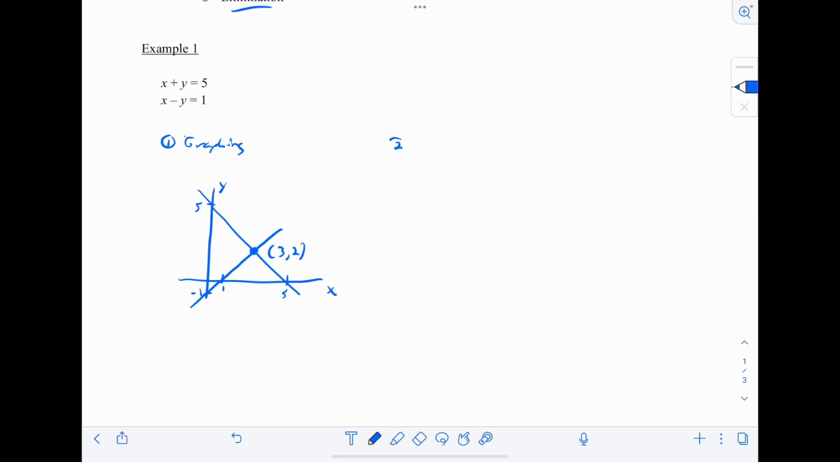The second way to solve this is algebraically, and specifically by substitution. When we do substitution, what we're trying to do is get the equation down to a single variable. So we're going to take one equation, solve it for one of the variables, and then substitute it into the other equation so that we can then solve that equation in one variable. So for example, here I might take the first equation and simply write it as y equals 5 minus x.